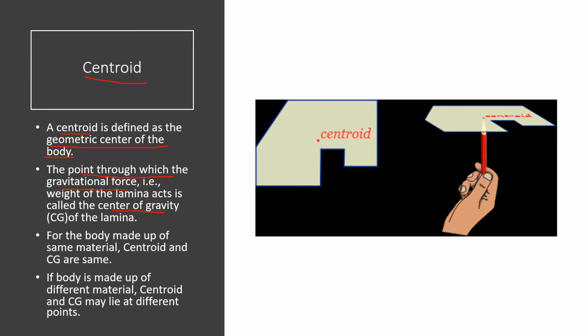Now if a body is made up of the same material, that is its density is uniform throughout, then definitely centroid and CG will lie at the same point. Whereas if the body is made up of different material, a compound material, then definitely its density will vary. When its density is not uniform, then centroid and CG may lie at different points, because centroid is related to the geometry of the body, while CG is related to the distribution of weight of the body.